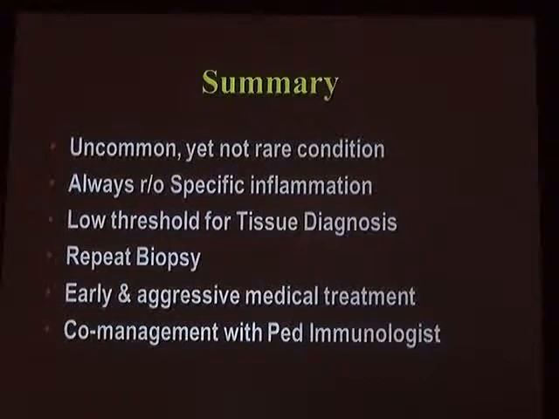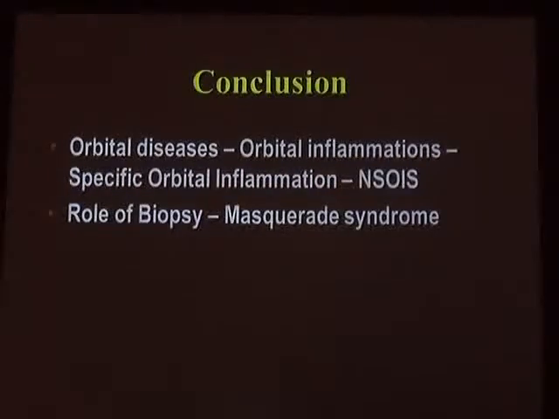So in summary, non-specific orbital inflammatory disorders are not that rare. Actually, we should be making a proper diagnosis. Always rule out one of the specific orbital inflammatory disorders, either in systemic evaluation or serological testing as well. Keep a low threshold for biopsy. When in doubt, don't think about doing a repeat biopsy because it's something we already talked about. Manage them early, manage them aggressively, and when necessary, co-manage with the rheumatologist. So thank you very much.